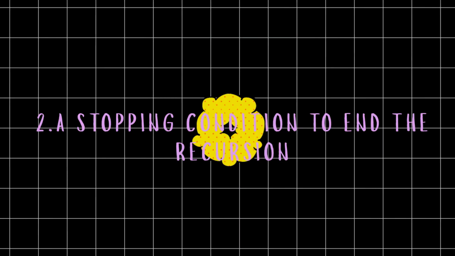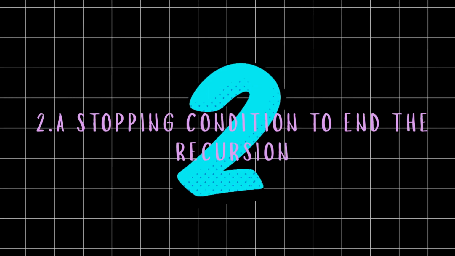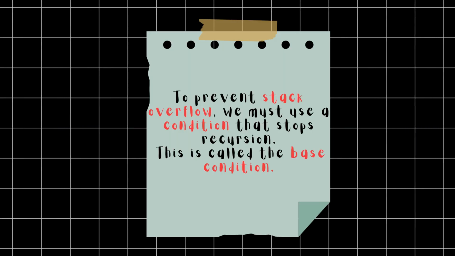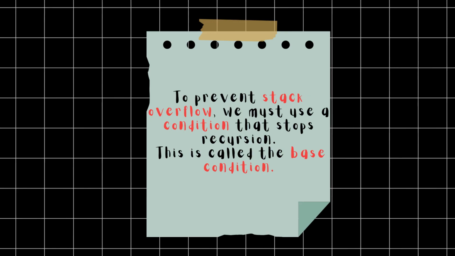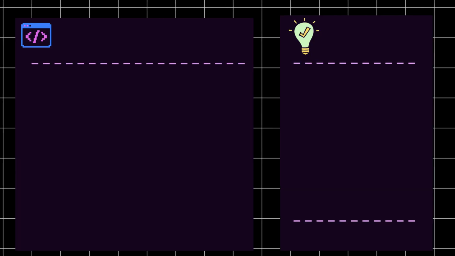Now let us learn in detail about the second requirement, the stopping condition. To prevent stack overflow, we must use a condition that stops recursion. This is called the base condition. Let us take an example to learn this.